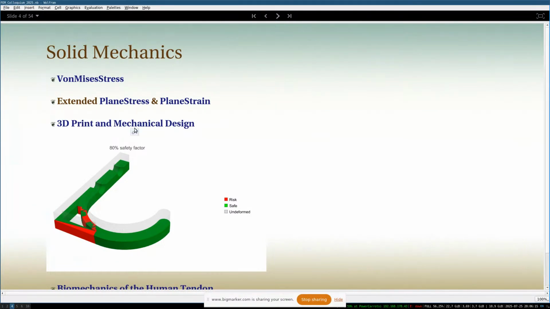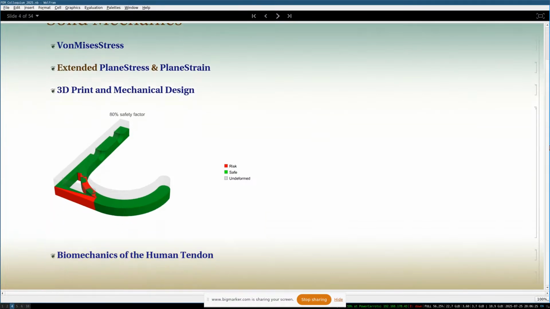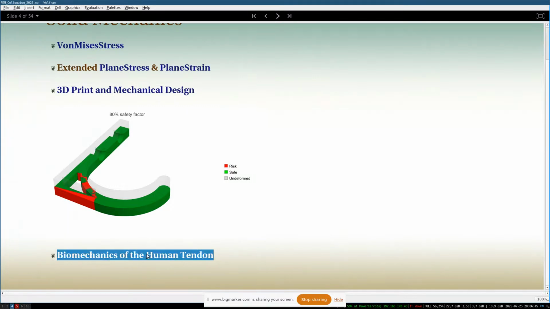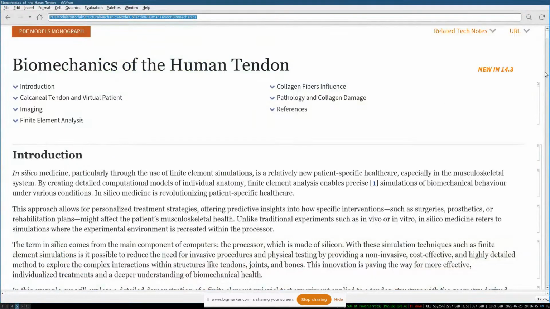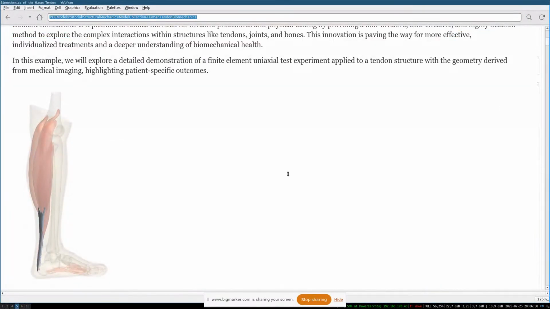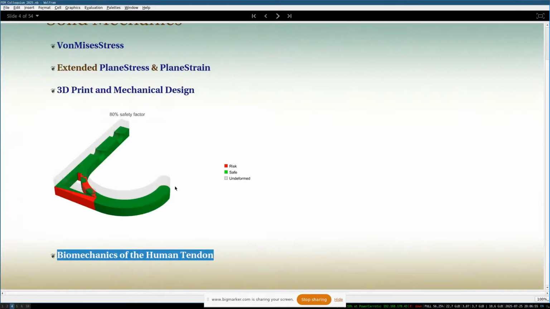We've added new application examples. So here's one where we 3D print a mechanical design, and we use finite element analysis to estimate probable failure points and things like that, so you can optimize your 3D print. And the last one that we've added here is a biomechanics example that uses a hyperelastic material model of a human tendon, and we show how various impacts on the tendon have an effect on how it behaves. So if you click on these links, the reference pages will open up, and you can then look at these examples in detail if you're interested in that.